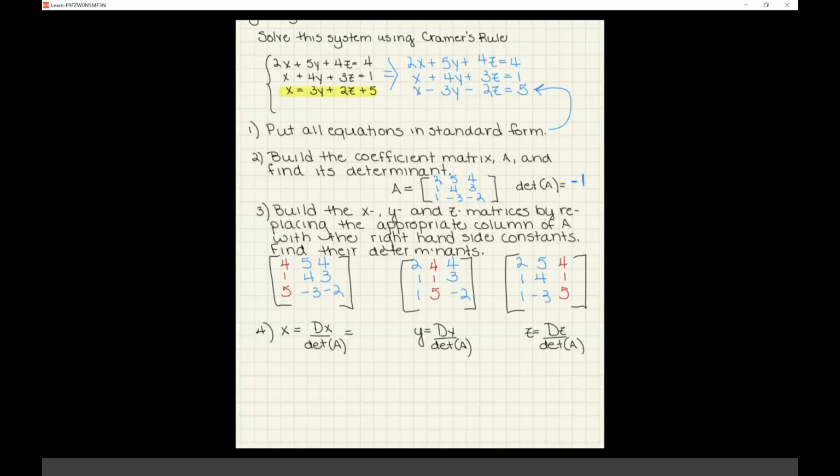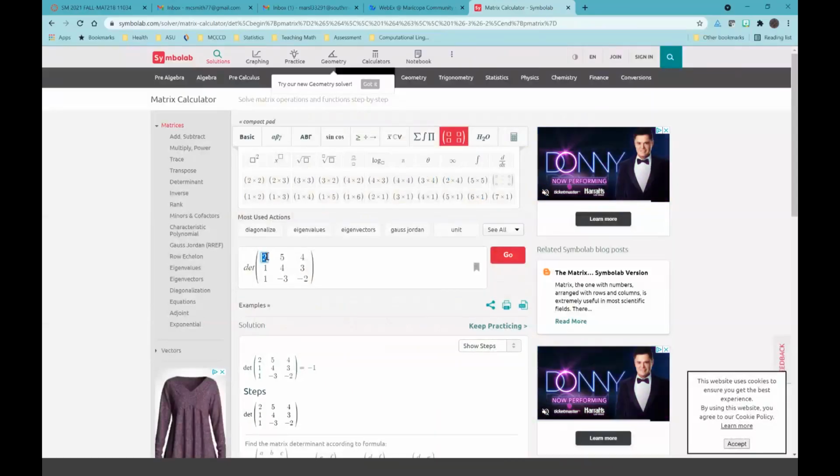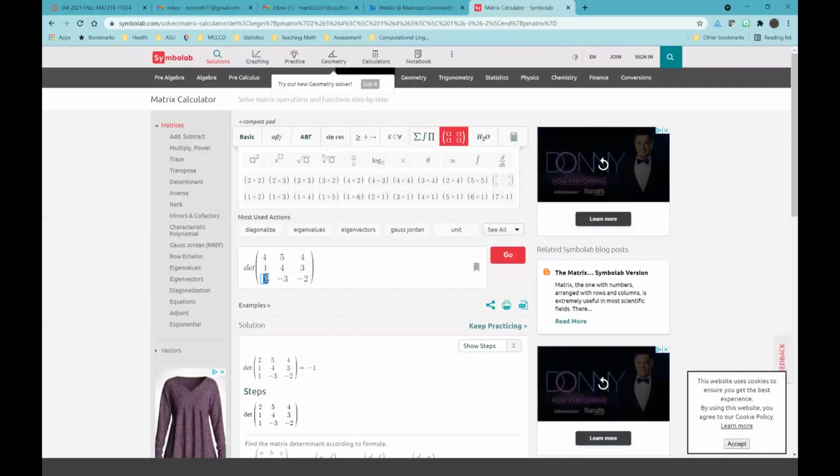In order to find the determinants, I'm going to solve for x by putting everything over the determinant of A, which is -1. So I'm putting the determinant of A down there, and then I just need to find the determinant of x, of y, and of z. I'll do that over in Symbolab, starting again with this coefficient matrix. I'm going to replace my first column with 4, 1, 5, and then find that determinant.